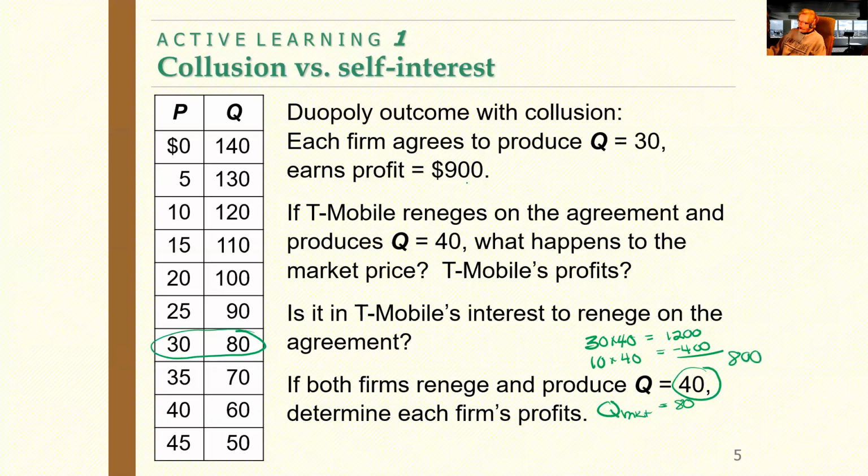Now, do you think that Verizon's going to go, well, we were earning 900, now we're only earning 800? Why are we only earning 800? Aha, because nasty T-Mobile decided that they wanted the $100 extra profit, and so the overall impetus to stick to the deal on both parts is to cheat on the deal.